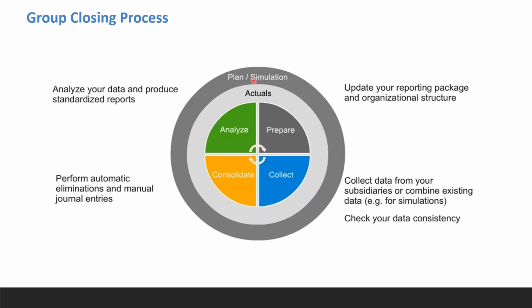So here we are preparing actuals and everything. Collect your data from subsidiaries, combine existing data, then perform automatic eliminations and manual adjustment entries, analyze your data and produce the standardized report. It's a continuous cycle. These are the 4 steps which you are performing in the group reporting.